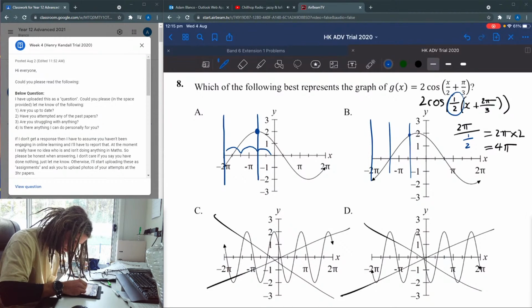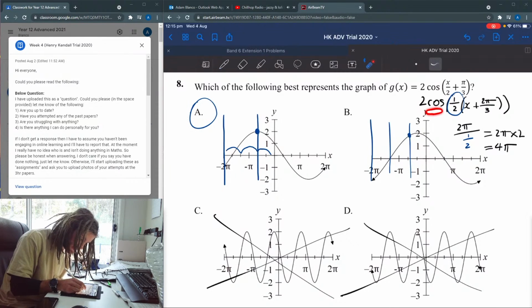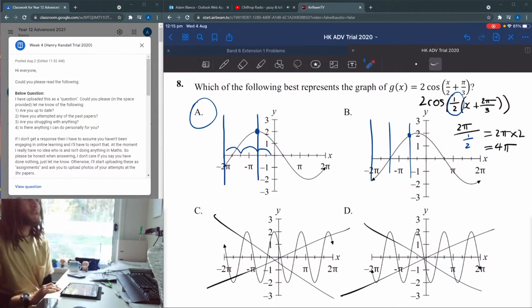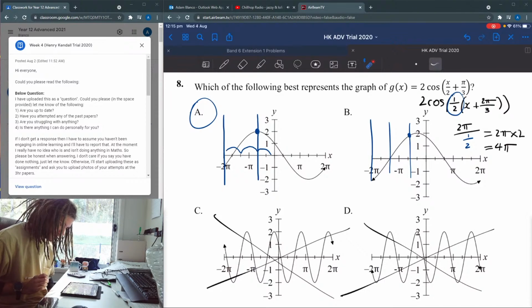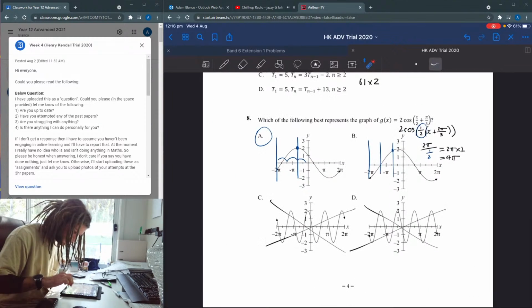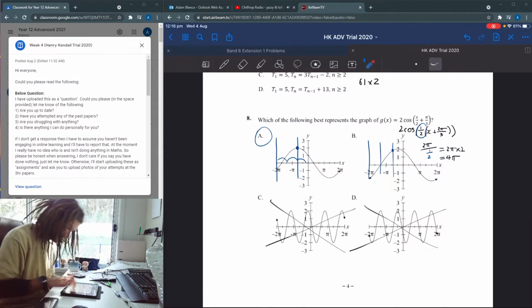I'll just do it with this one. 1, 2, 3. Yeah, okay, that's not the top. So it's A. So cos starts like here. It's been moved 2 pi on 3, which is now this point. Okay. Right. It is A, isn't it? I hate trig. Yeah, okay.